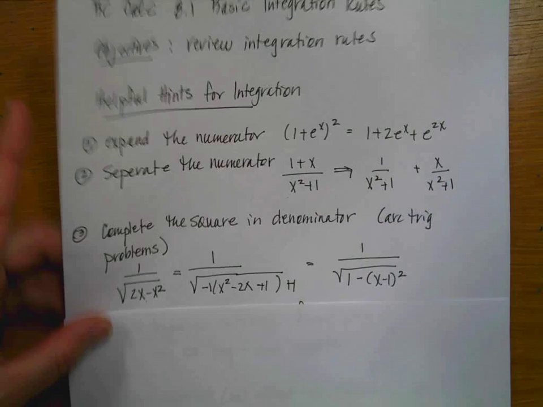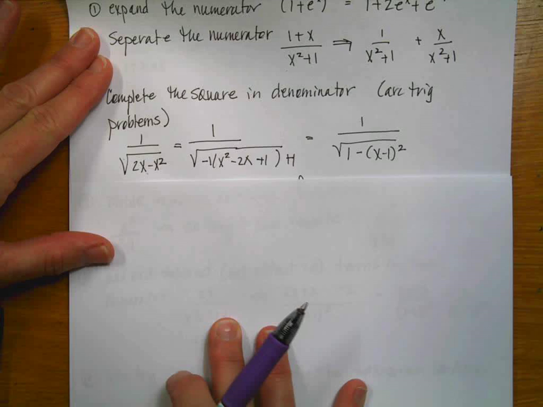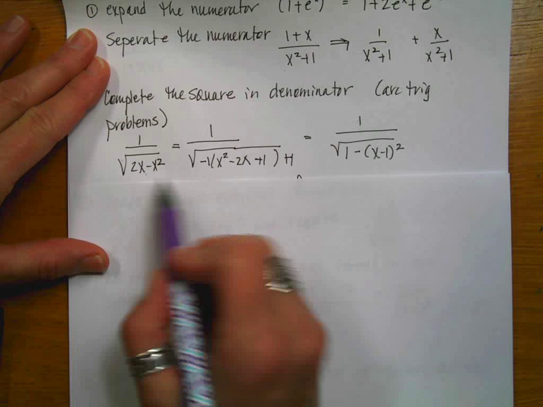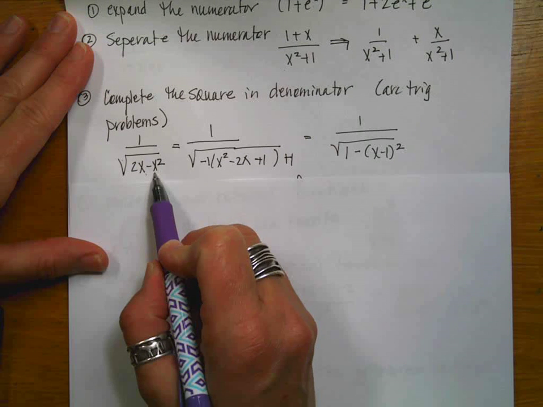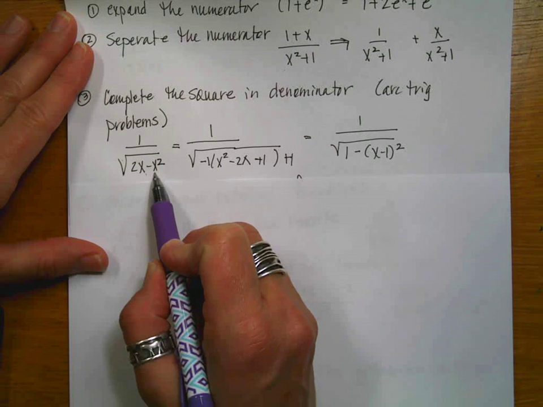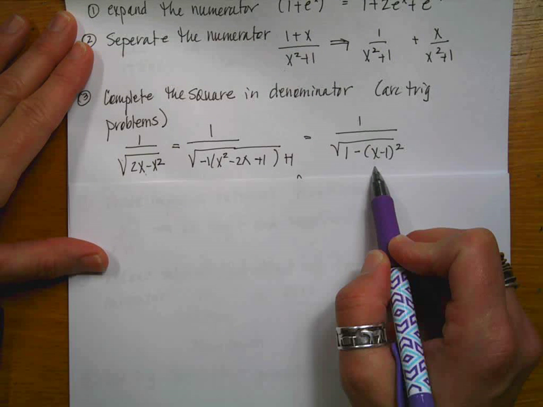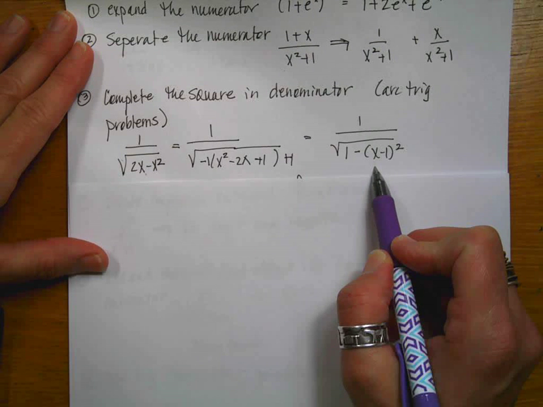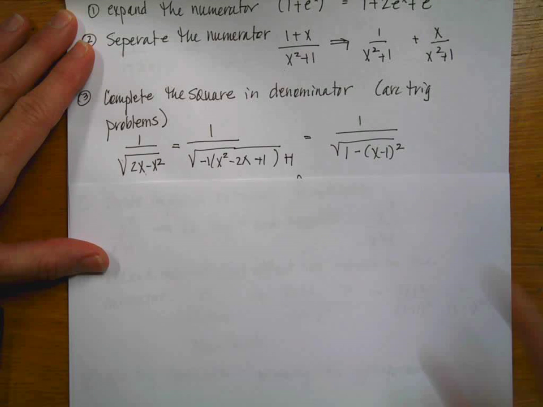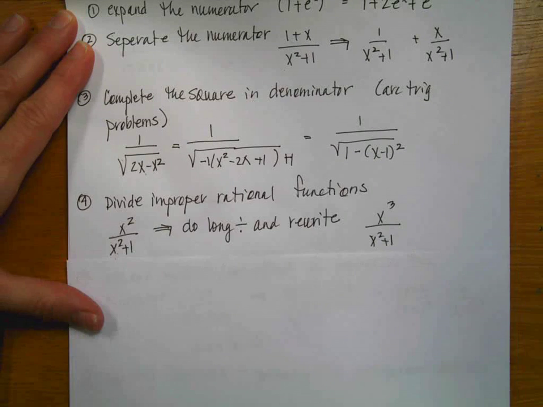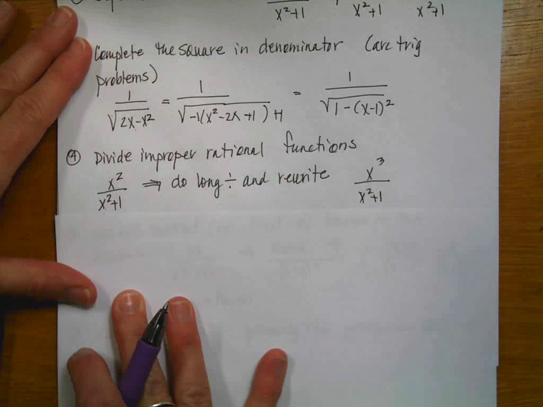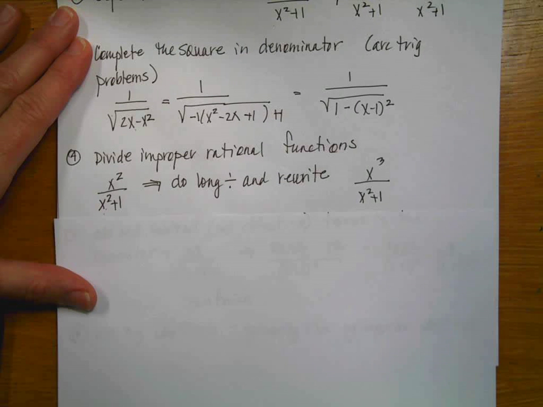The third method is completing the square in the denominator. This resembles an arc-trig problem, but it's not quite there. So if I did completing the square and got to here, now it's just a simple arc-trig problem, and the integration is really straightforward. The next one would be dividing improper rational functions.